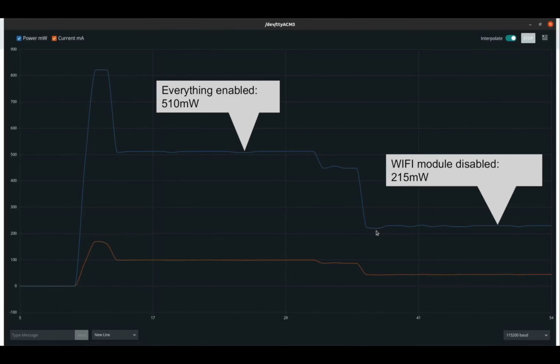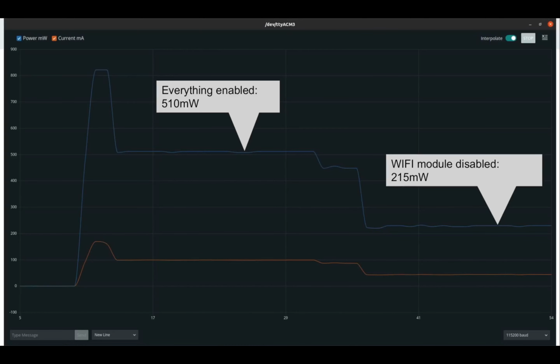These are some measurements that we took. The main section is with everything enabled on the board. This is clearly a lot of power, almost half a watt. And by disabling a series of elements on the board, we could get down to 215 milliwatts.